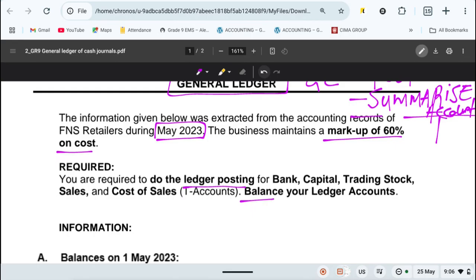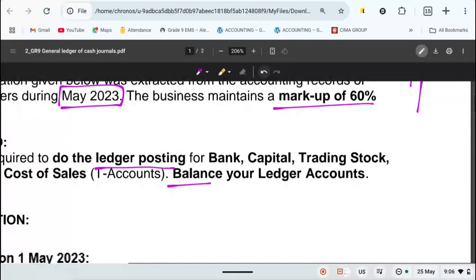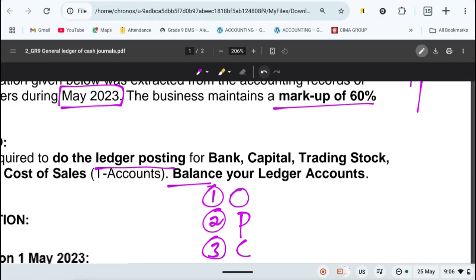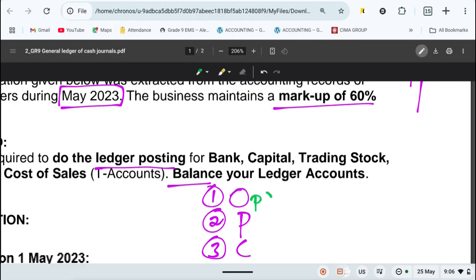You remember there's a 3-step process that we need to follow when we are doing a ledger account. These are the 3 things that your ledger account should have. Firstly, it's OPC. This is number 1, number 2, and number 3. What do they stand for? OPC stands for open your account. So you need to open your account.